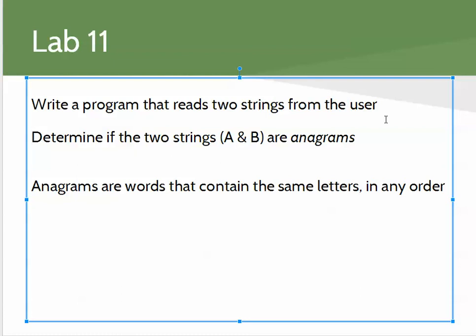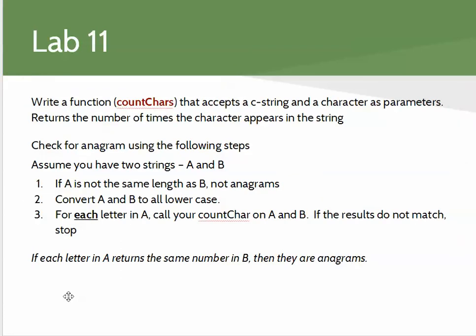So 2 words are anagrams if they have the same number of letters and the same letters themselves, but they can be mixed up. They can be in any order. You can complete this lab any way you want, but I'm going to give you a strong recommendation as to how to do this. The way I would approach this is to write a function. I do this in 2 steps, first off. Without worrying about multiple strings or anything like that, I'd write a single function called count characters.